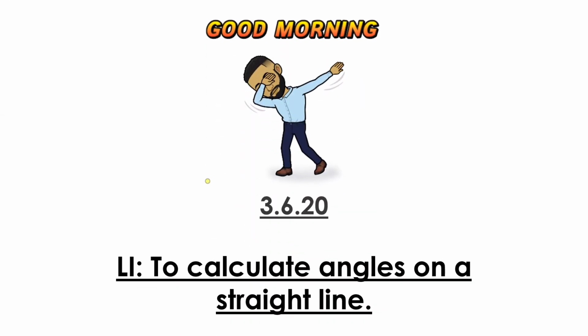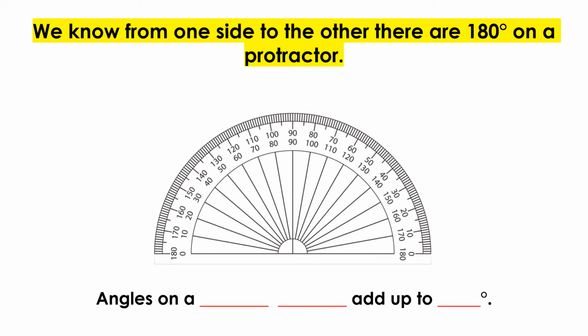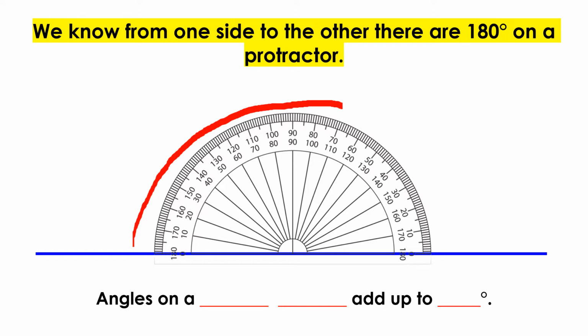Good morning, Year 5. Your learning intention today is to calculate angles on a straight line. We know that from one side to another, there are 180 degrees on a protractor. There is also a straight line on a protractor, which goes along the bottom. If you go from one side to the other of a protractor, it equals exactly 180 degrees, which is the same as a straight line. So it's really important that you remember today that angles on a straight line add up to 180.